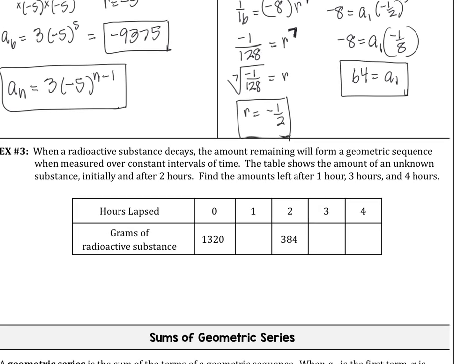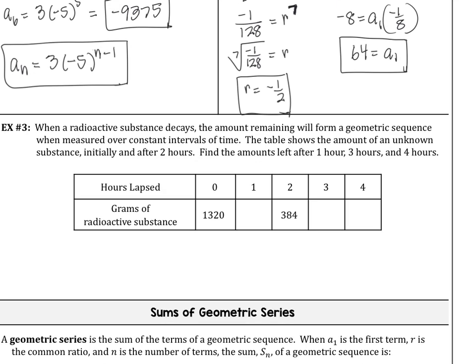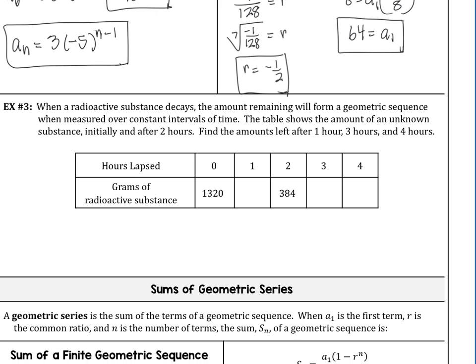All right, let's look at example 3 here. When a radioactive substance decays, the amount remaining will form a geometric sequence when measured over constant intervals of time. The table shows the amount of an unknown substance initially and after 2 hours. Find the amounts left after 1 hour, 3 hours, and 4 hours. All right, let's see if we can figure this out. I know there are 2 steps here to get to that.